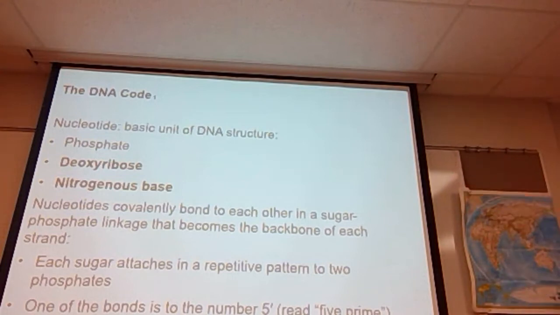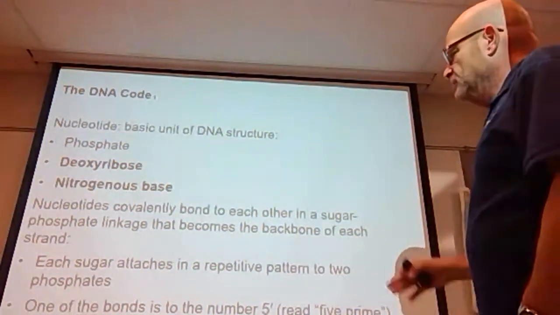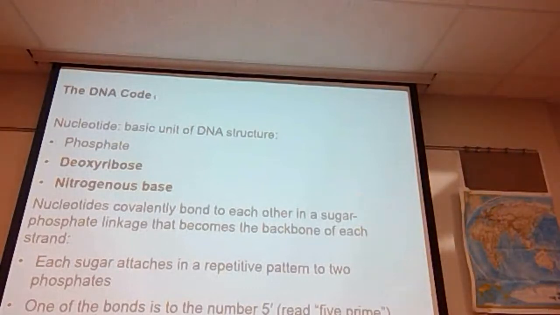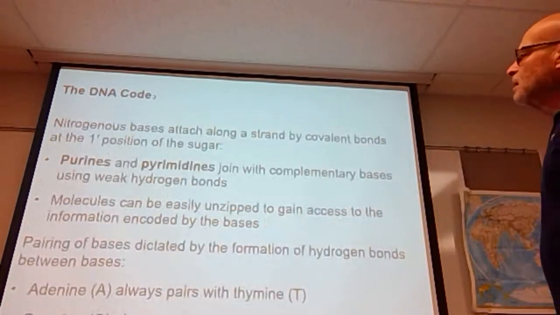These nucleotides will covalently bond to each other in a sugar-phosphate bond. This is going to become the backbone of the DNA strand. Each of these sugars is going to attach in a repetitive pattern with 2 phosphates. One of the bonds is to the number 5 carbon within the sugar on the deoxyribose, the other is to the 3 carbon. That's where, in a moment, we're going to talk about how one strand runs from 5' to 3'. The other one runs from the opposite direction, from 3' to 5'. And we'll show a picture of that here in just a moment.